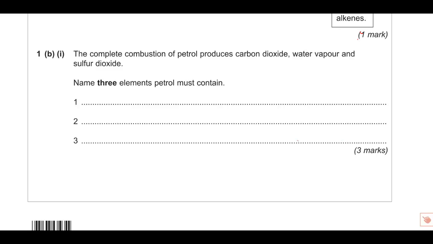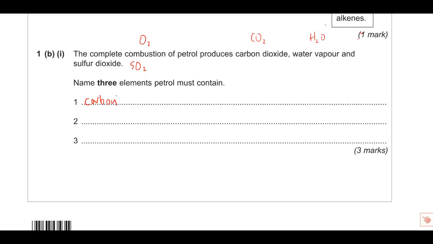The next one: complete combustion of petrol produces carbon dioxide, water vapour and sulphur dioxide. So what we've got here is CO2, H2O, and SO2. What you've got to realise here is that in combustion things are reacting with oxygen. To produce carbon dioxide, carbon must be reacting with oxygen, so there's my first element.